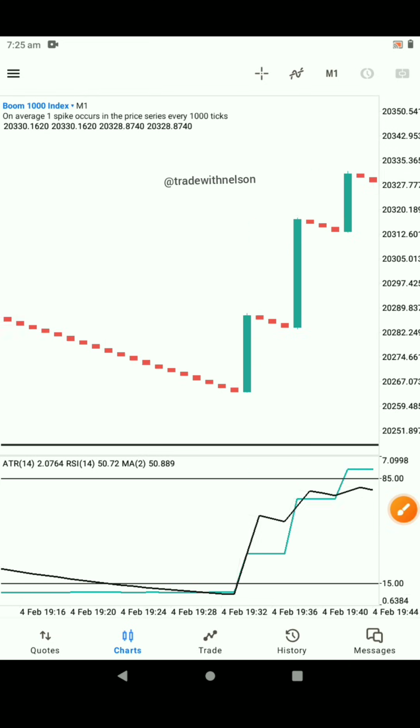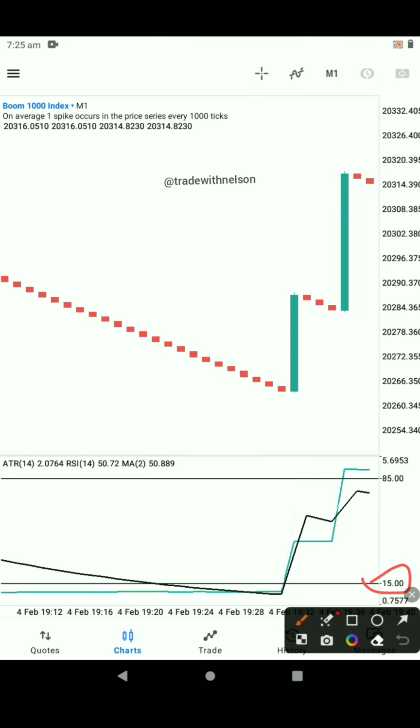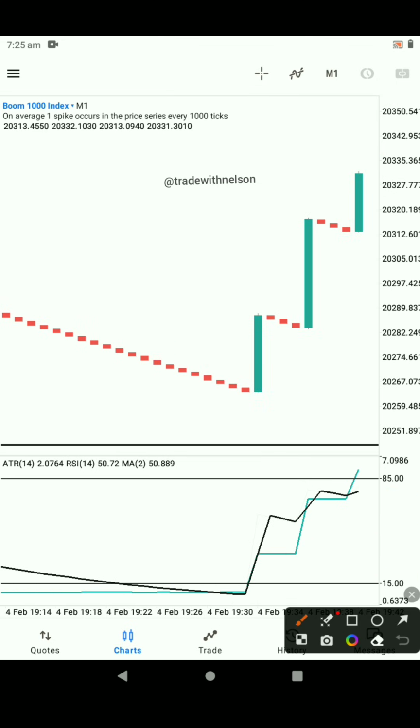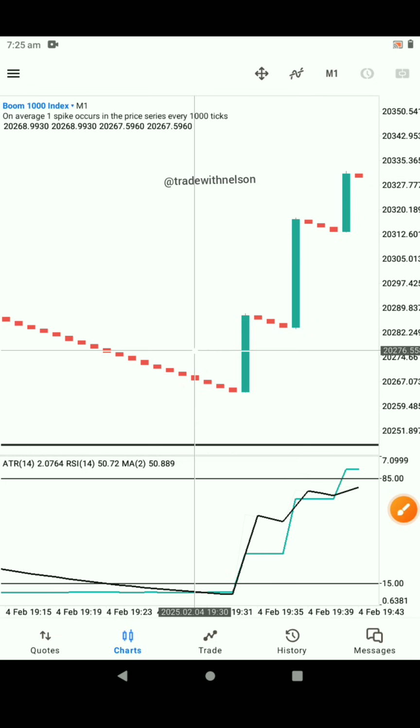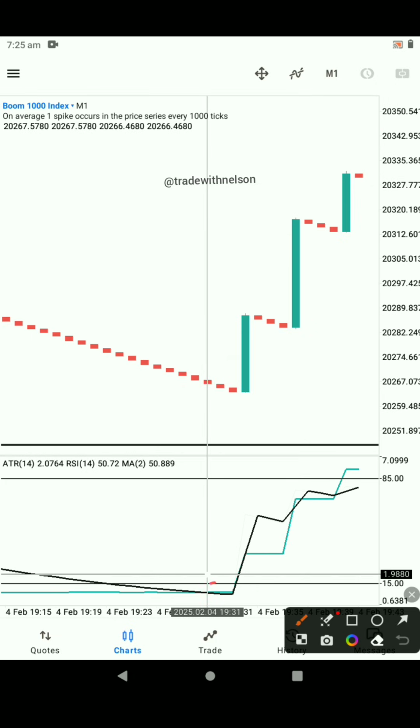So you don't just enter a trade because it enters the 15 level. You enter a trade when this green and this black touch each other at this level. And when you see 1 or 2 spikes, you close your trade. If I take my point 2, there is a crossing at this point, which will be at this point.